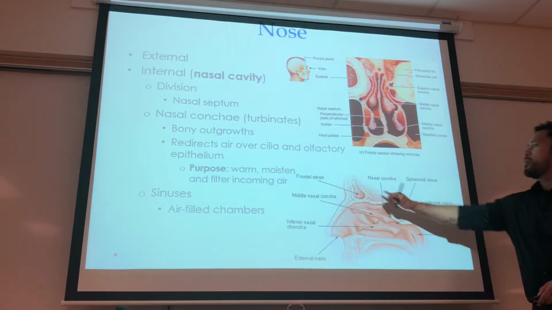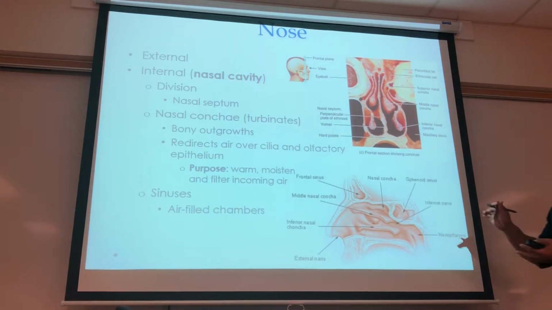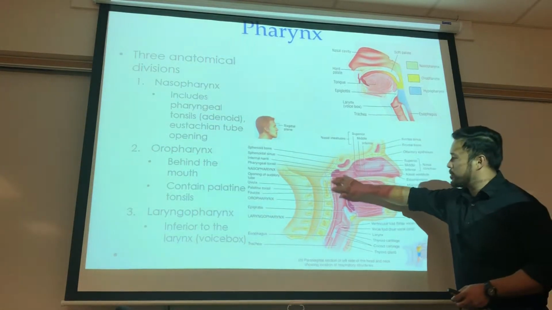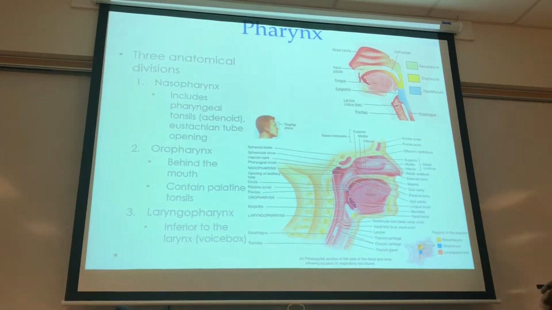There's theories as to being able to make the head lighter by keeping air-filled sinuses. It's also the reason why certain animals have bigger sinuses to cause resonation of the voice, but not that important in terms of respiratory function. 3 anatomical divisions: nasopharynx, oropharynx, laryngopharynx. This is all basically the pharynx and the divisions between these before we move on to the next structure.